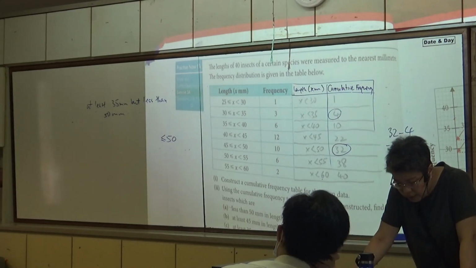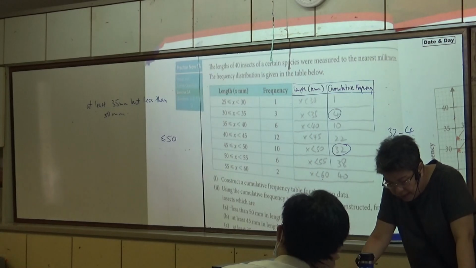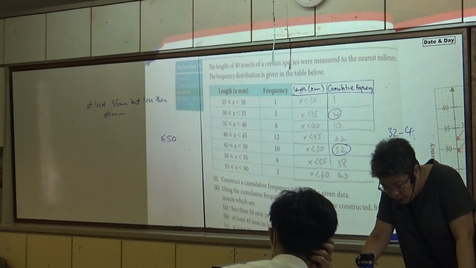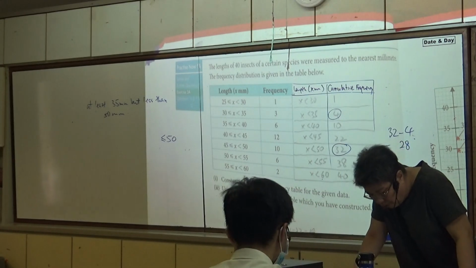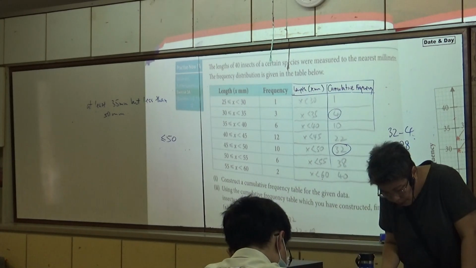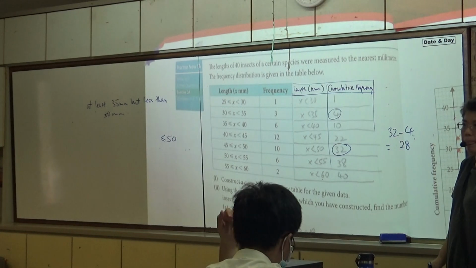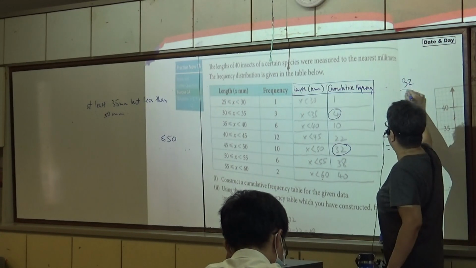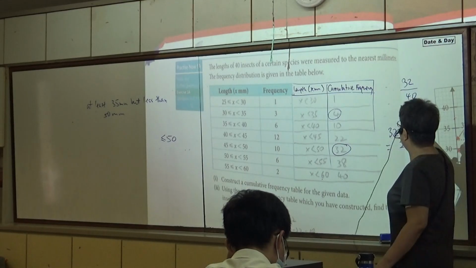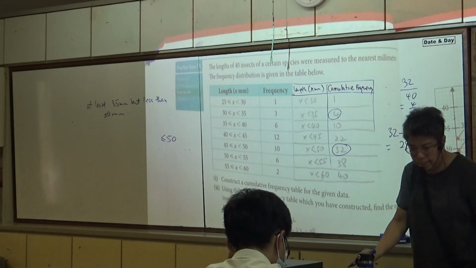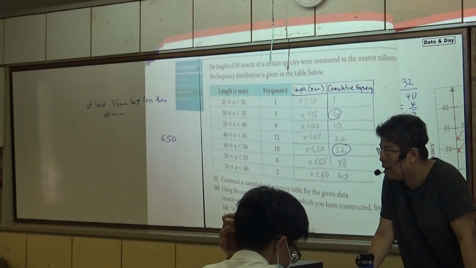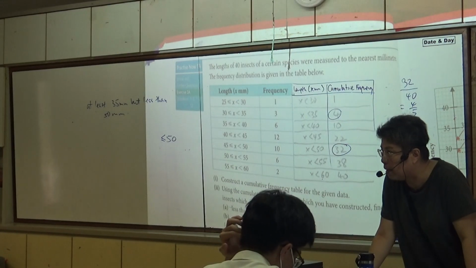Okay, alright, last part. They can combine probability. If an insect is chosen at random from the 40 insects, find the probability that its length will be less than 50. Less than 50 is 32, right? So it will be 32 over what? 40. Reduce to the lowest term, 4 over 5. Are we clear now how to interpret the cumulative frequency table?